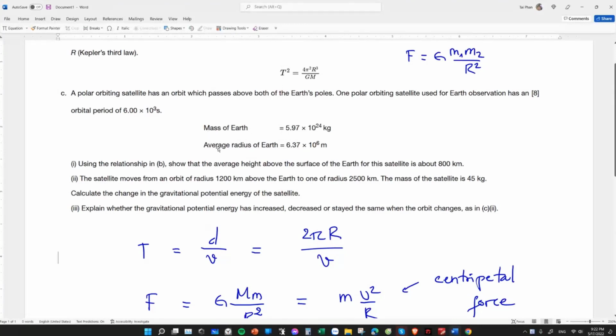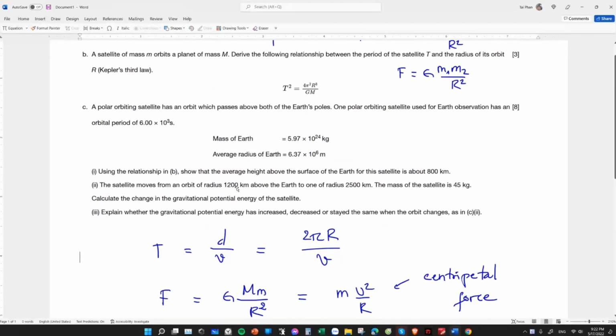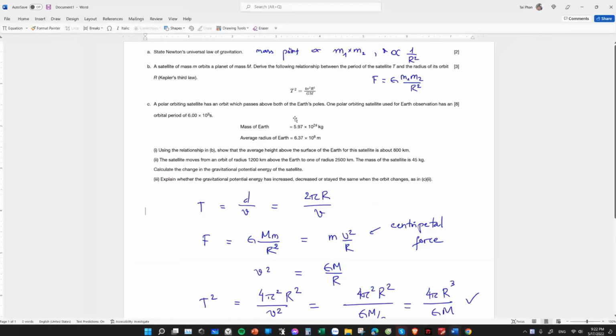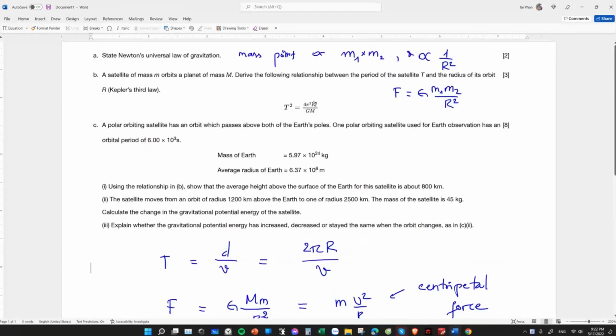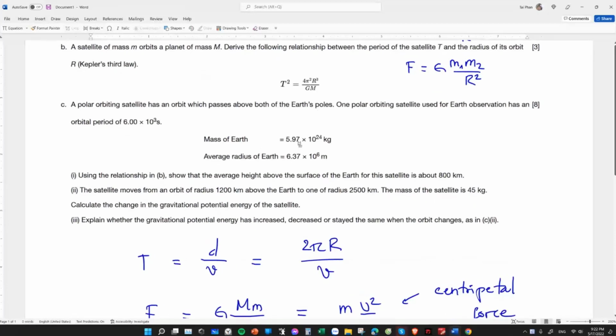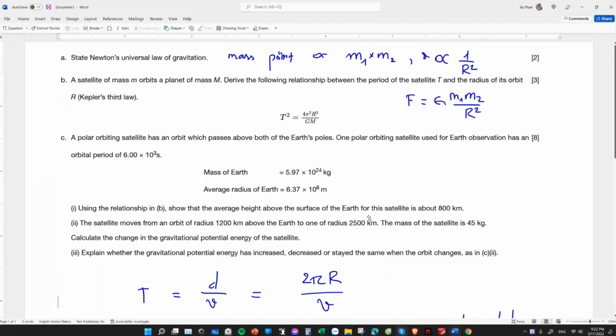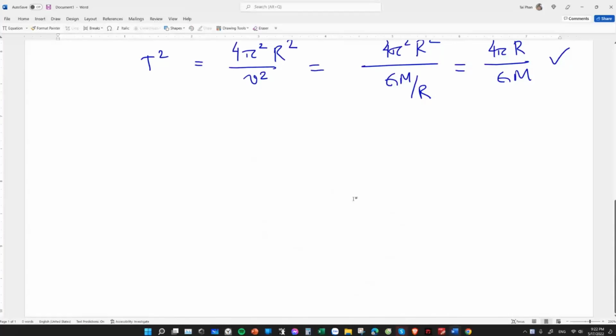This is the mass of the Earth and the radius of the Earth. Show that the average height above the surface of the Earth is obviously like 800 kilometers. So it is also clear how to do that, right? Using this relationship, plug the numbers into this equation, calculate r cubed, calculate r, and then subtract the radius of the Earth. You will get the height of the satellite.